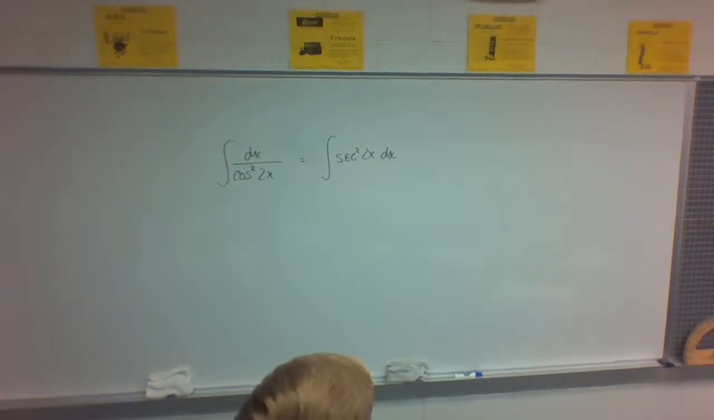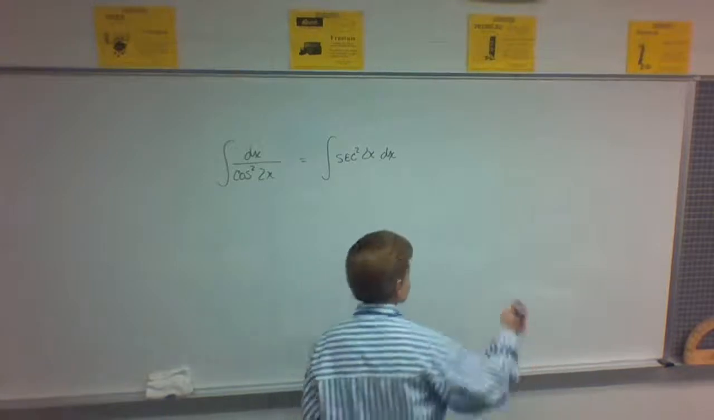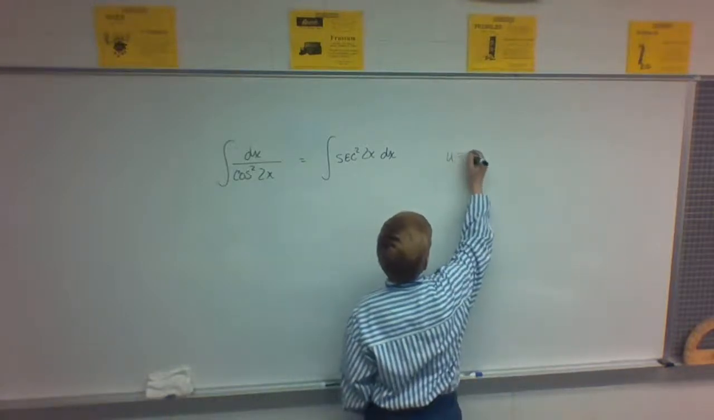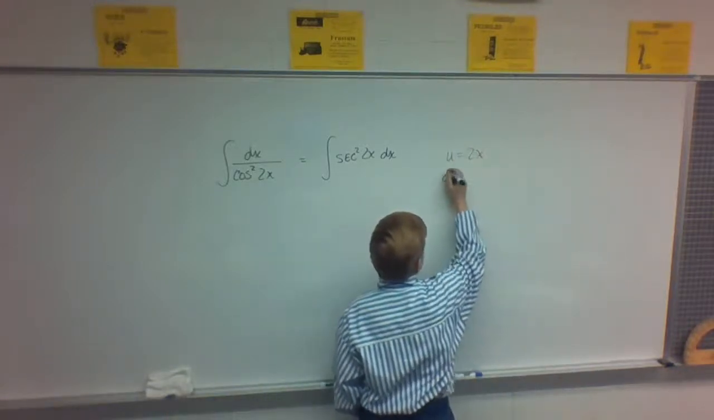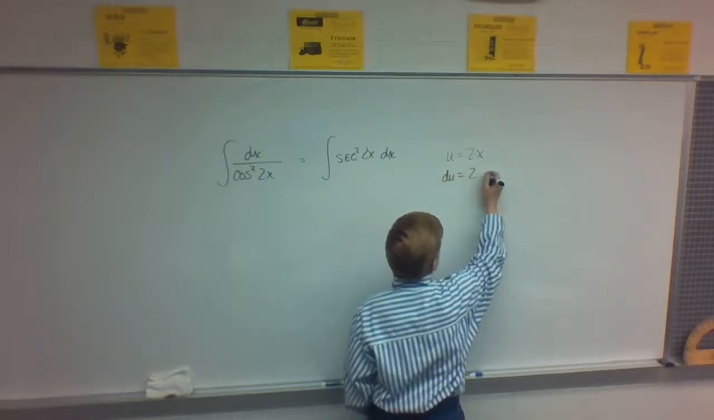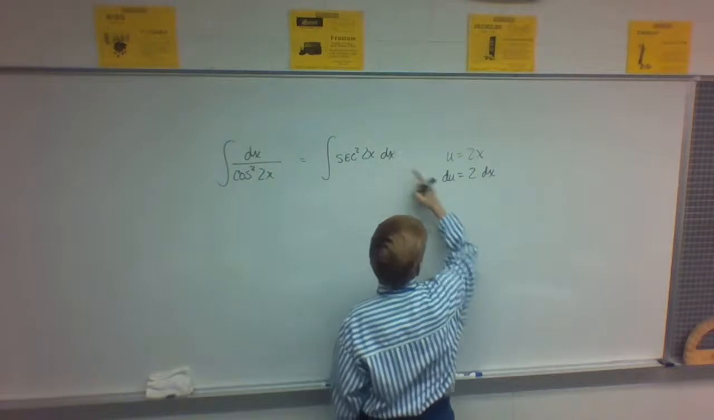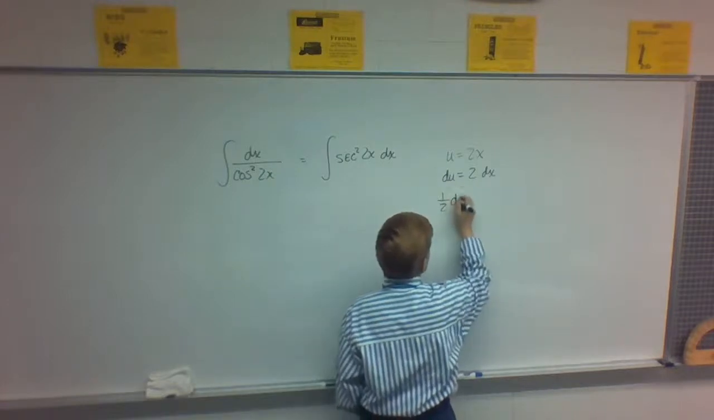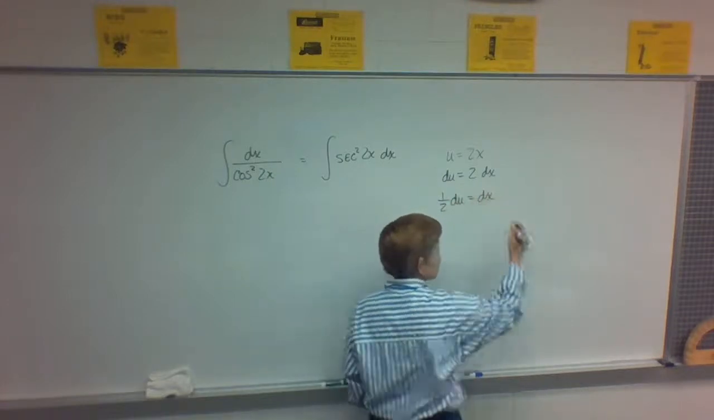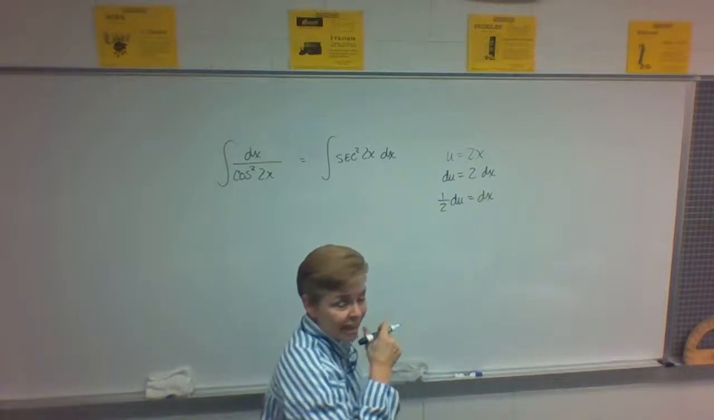Since I already know someone's derivative is secant squared something, I'm going to let u equal 2x. What's its derivative? 2 dx. I want to replace dx with du, so I'm going to have 1/2 du equals dx. And that's your chain rule that you were talking about, accounting for it with a 1/2.